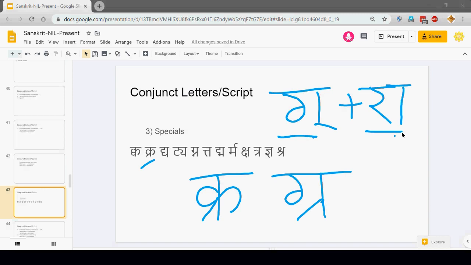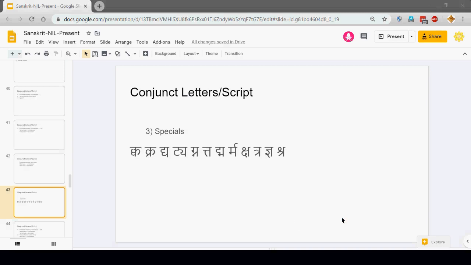But while we write in the conjunct form, we write this gra first, and then we put one vertical line to show that there is a vowel after gra. So that, total together, the pronunciation becomes gra. First the consonant part ga, and then there is a ra part. So this is the ra part, and there is gra. We'll see some examples today.